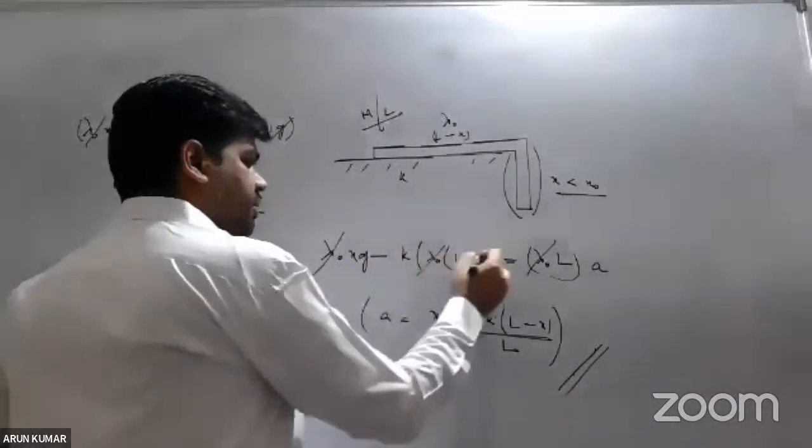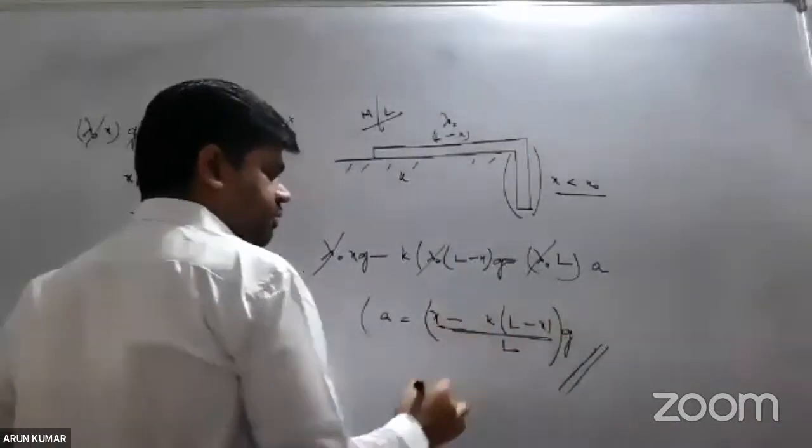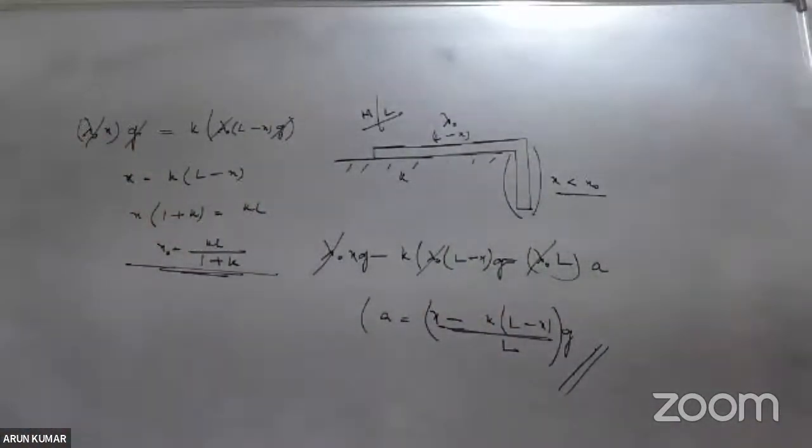Sorry, g over here, g over here, g over here. So that's the acceleration when x is greater than x naught, and it's slipping. The friction cannot anymore support the hanging part, because of which the rope will start slipping.